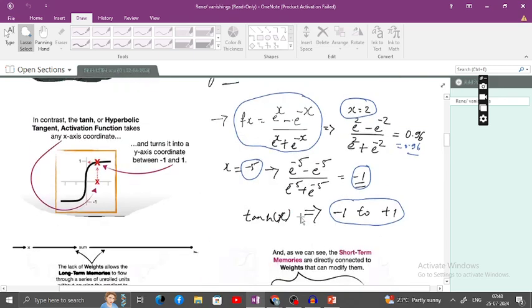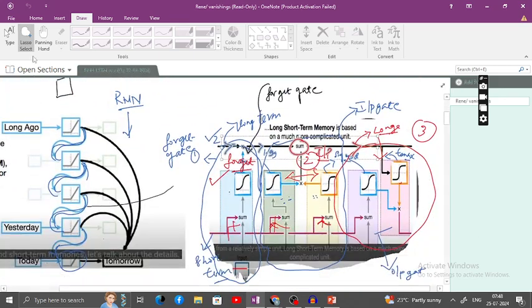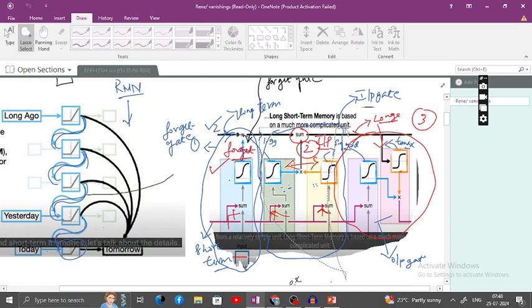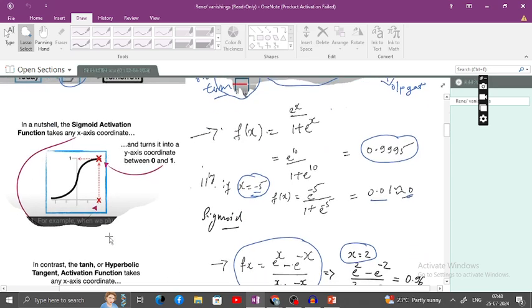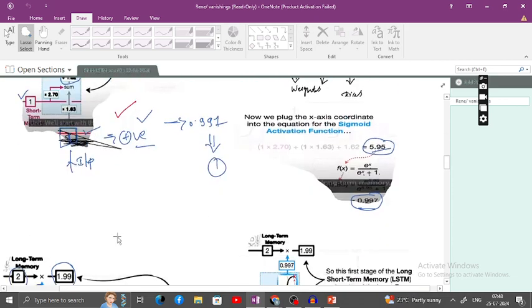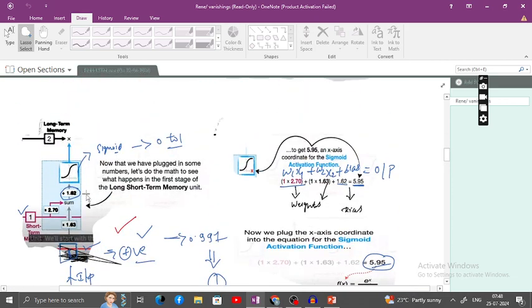So what is this I am discussing? I am discussing now only about this, the forget gate. Next I will discuss this one. Right now I am just discussing the forget gate. In the forget gate only one sigmoid function is there. See, here only one sigmoid function is there.